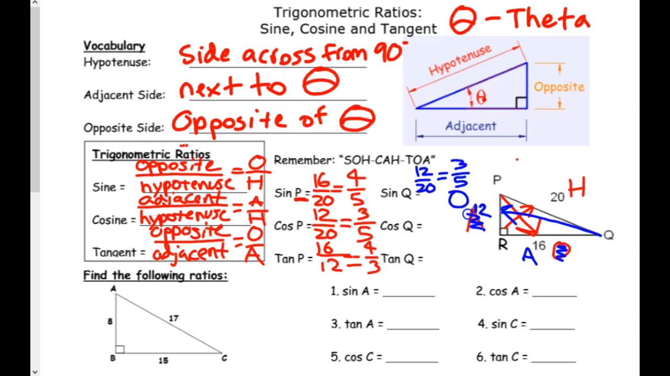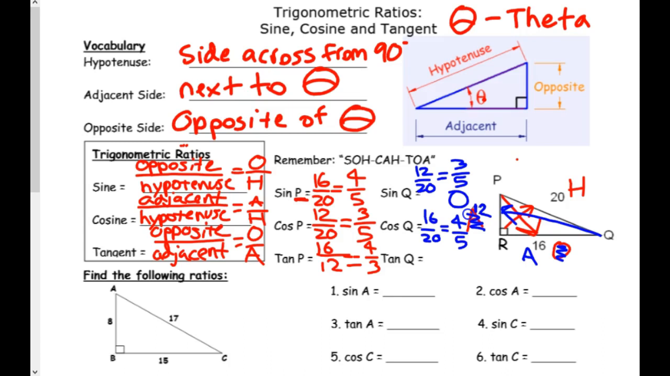Okay, so help me out. Cosine is what over what? A over H, which is what over what? 16 over 20, which reduces to? It is 4 over 5. Writing the stuff down too.